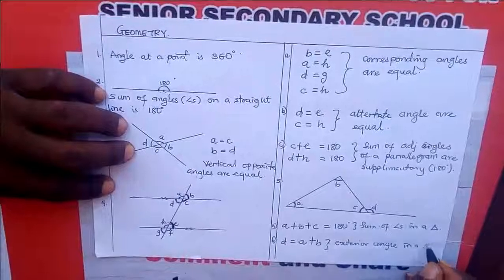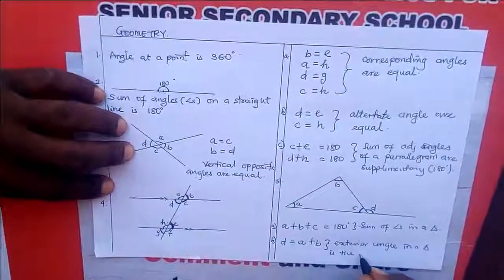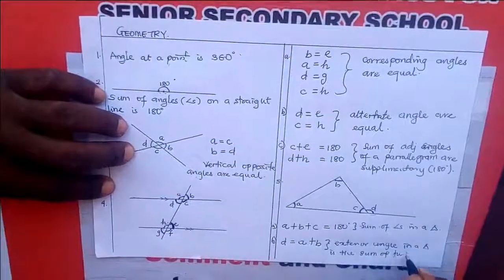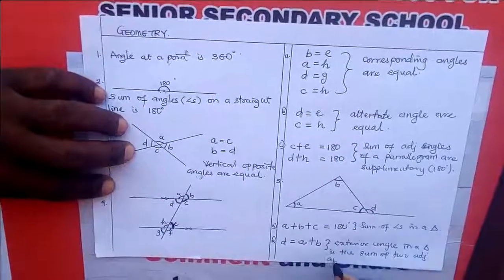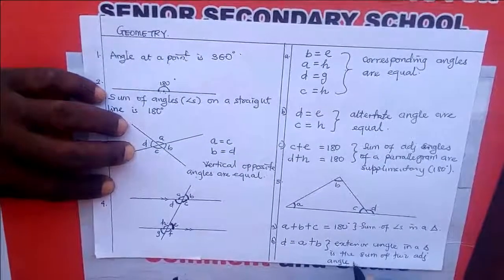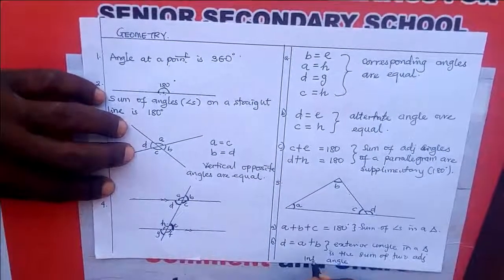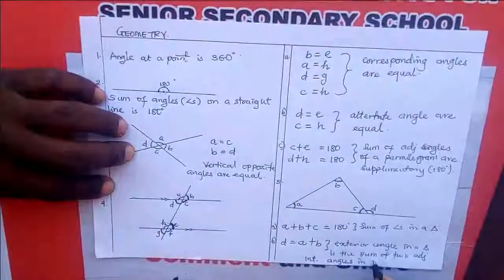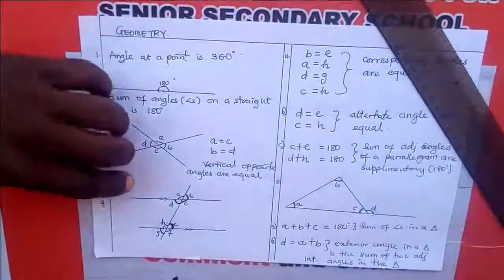So this theorem says: the exterior angle in a triangle is the sum of the two opposite interior angles in the triangle.